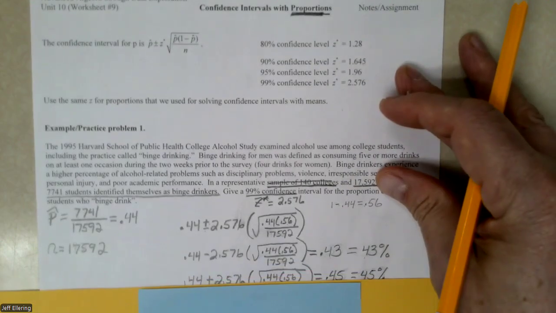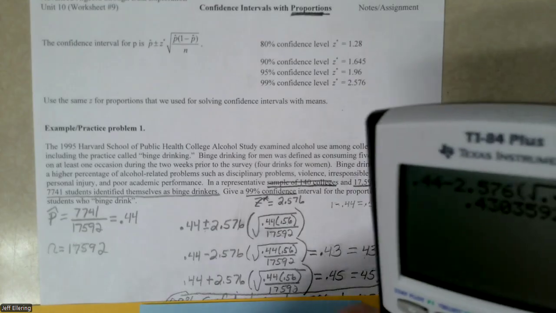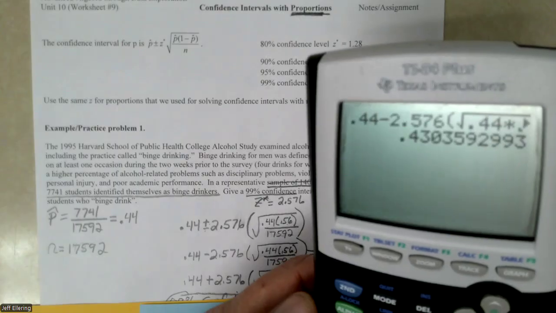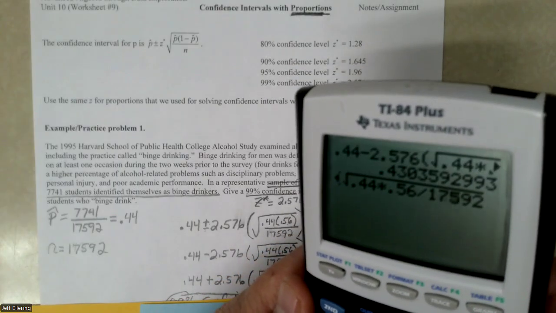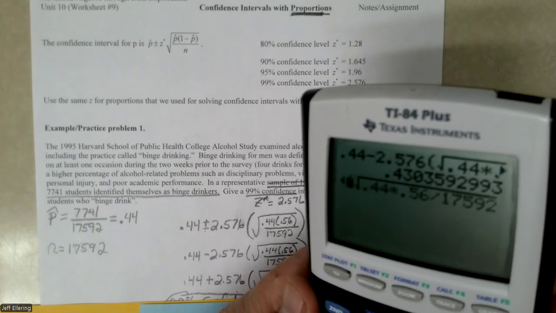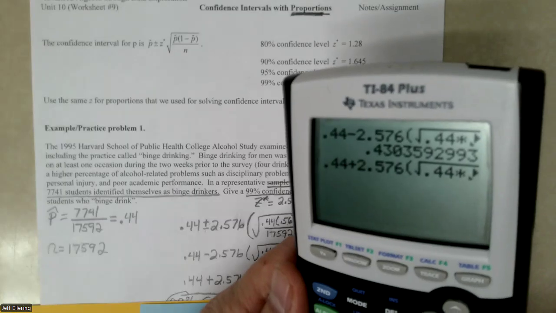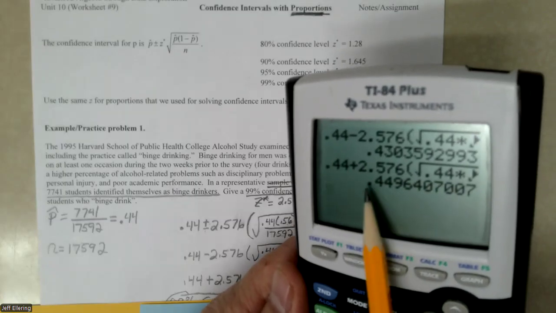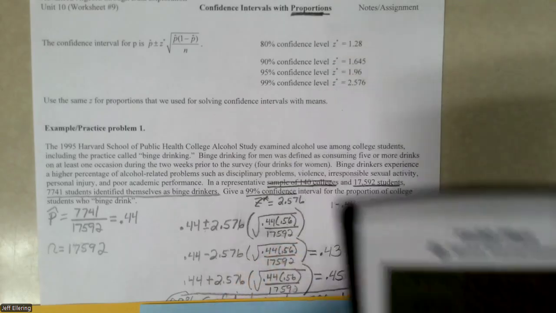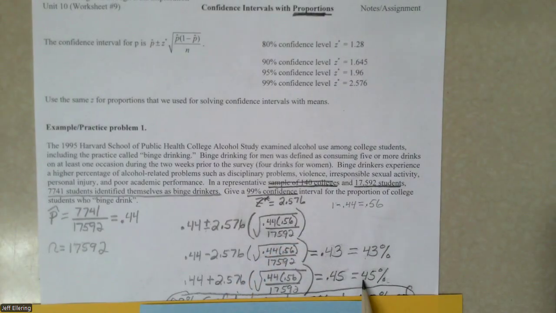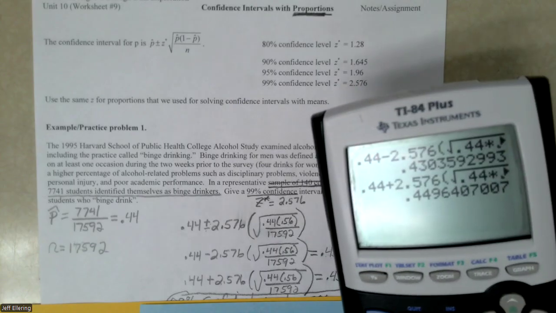Then we're going to do the plus side of it. Little trick here, ladies and gentlemen. Hit second enter. It retypes it for you. Go back. Change the minus sign to a plus sign. And then enter. And that's going to round to 0.45. So that's 45%. So use your calculator.